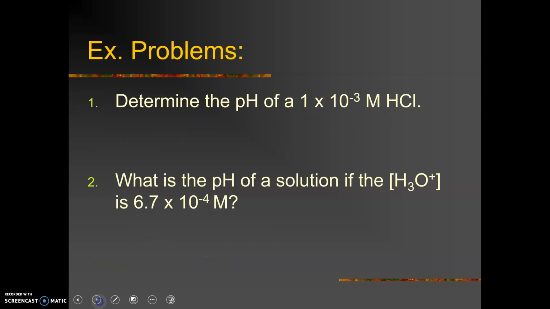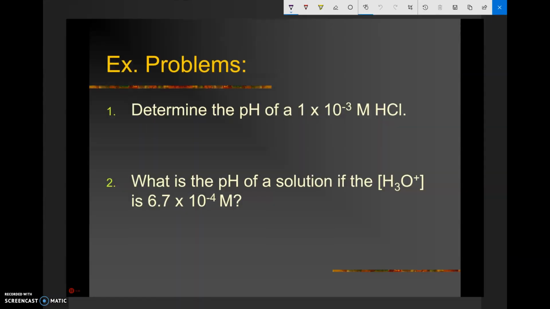So let's do some problems. Okay, determine the pH of a 1 times 10 to the negative third molar HCl solution. So first thing you need to do is look at the substance they're giving you. They're giving you HCl. And you need to ask yourself, is this an acid or is this a base? And this is an acid because we have a hydrogen and it's bonded to a nonmetal, which is the chlorine. So because of this, we can put it into our pH equation.